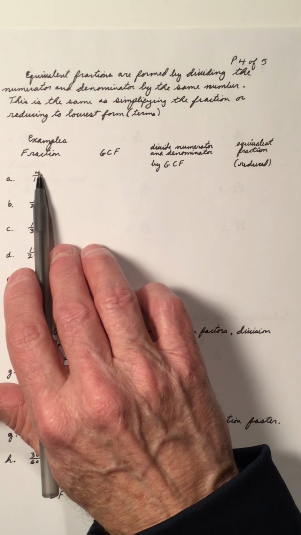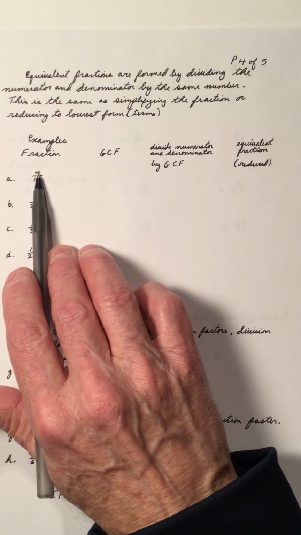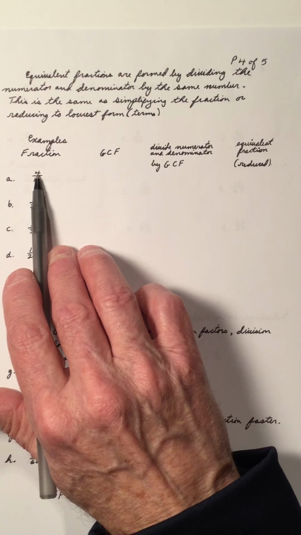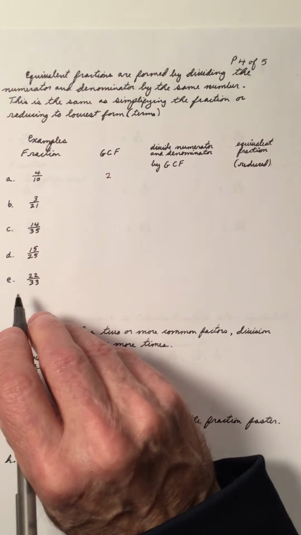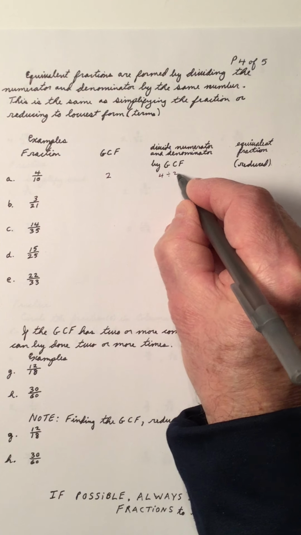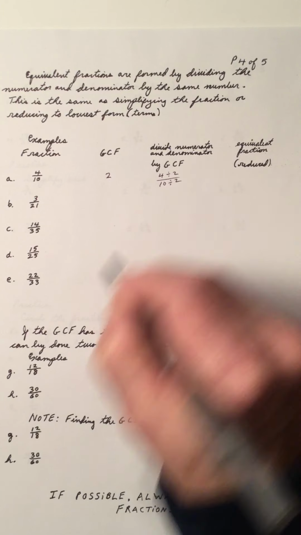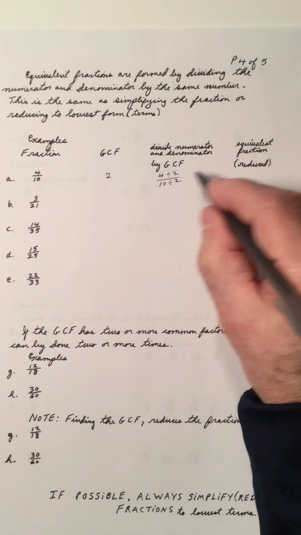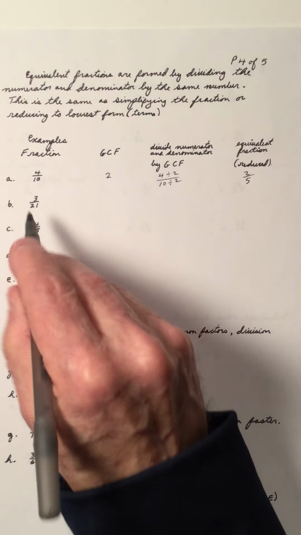So in order to reduce 4 over 10, we look for the GCF. Look for 4. Is there a 4 in 10? No, but they're even. So the GCF of 4 and 10 is 2. Let's divide the numerator and the denominator by 2. 4 divided by 2 is 2. 10 divided by 2 is 5. So 4 over 10 is the same as 2 over 5.